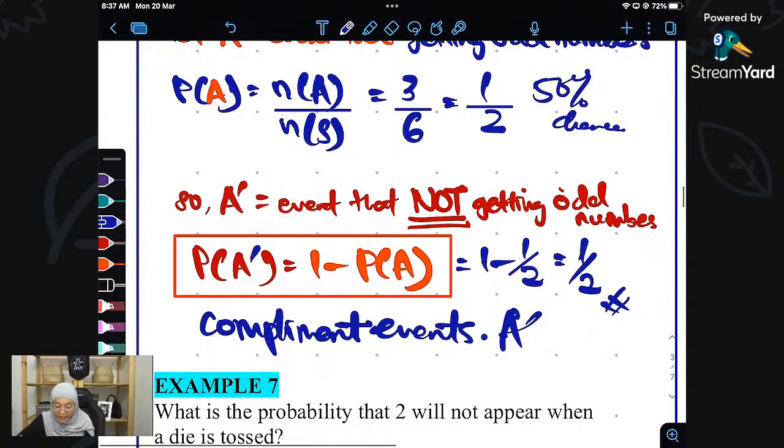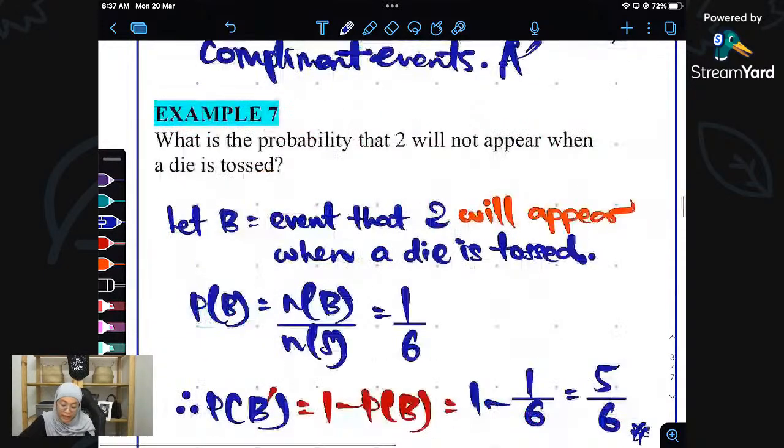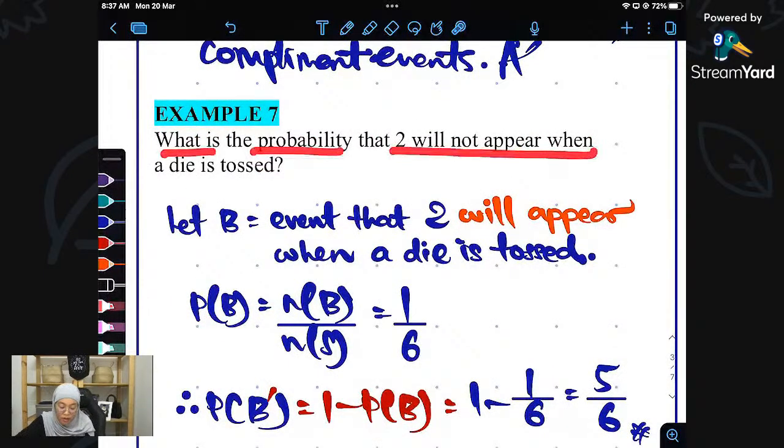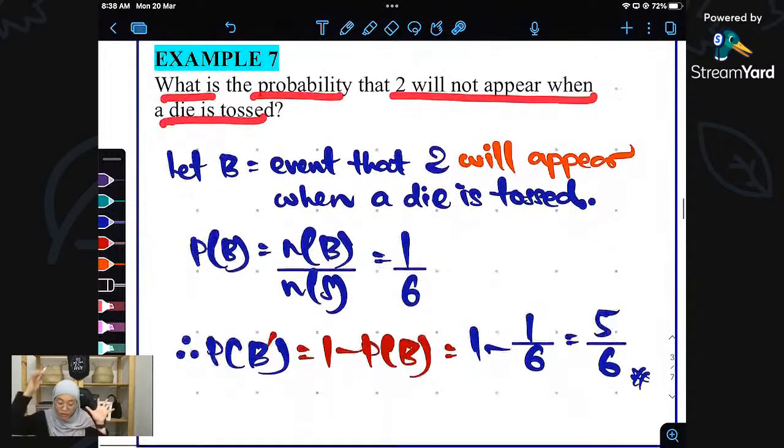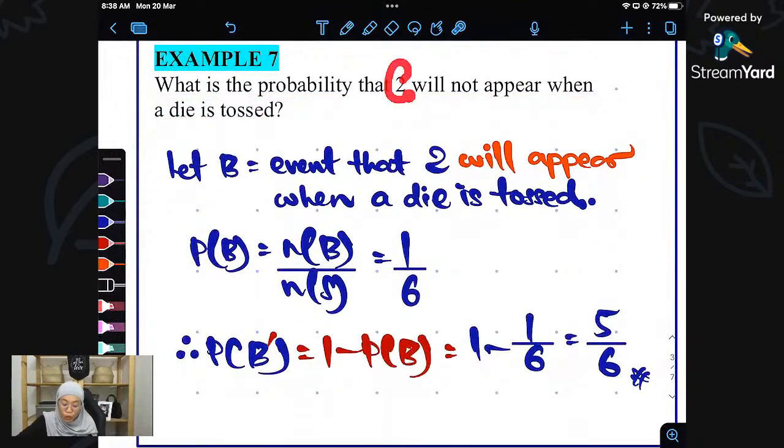Yay, we done that. We are going to continue with the next part. What is the probability that 2 will not appear when a die is tossed? 2 will not appear, a die, yeah? I think you got to focus on this. A die means satu dadu. Satu sahaja dadu. So dia kata 2 will not happen, will not appear. What is the probability that the 2 will not appear?